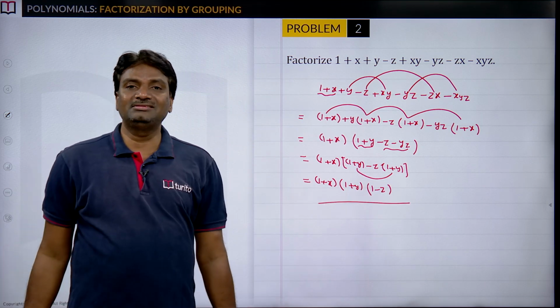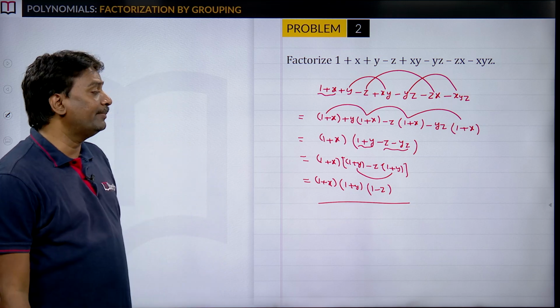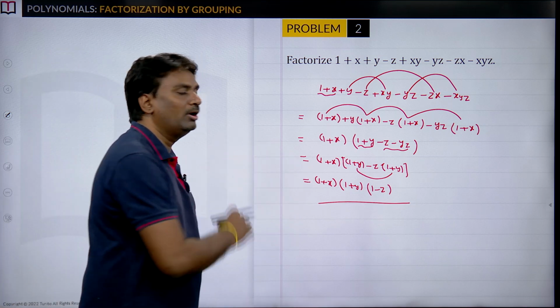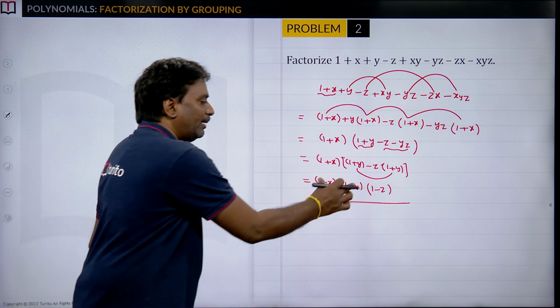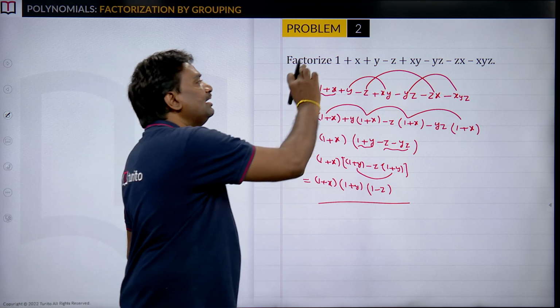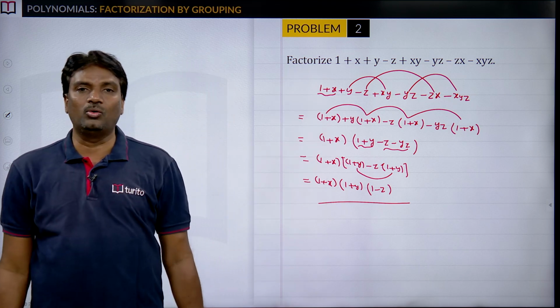So, we have expressed the given polynomial as the product of 3 linear polynomials, 1 plus x, 1 plus y and 1 minus z. So, by multiplying these 3 terms, again you will get the given polynomial only.